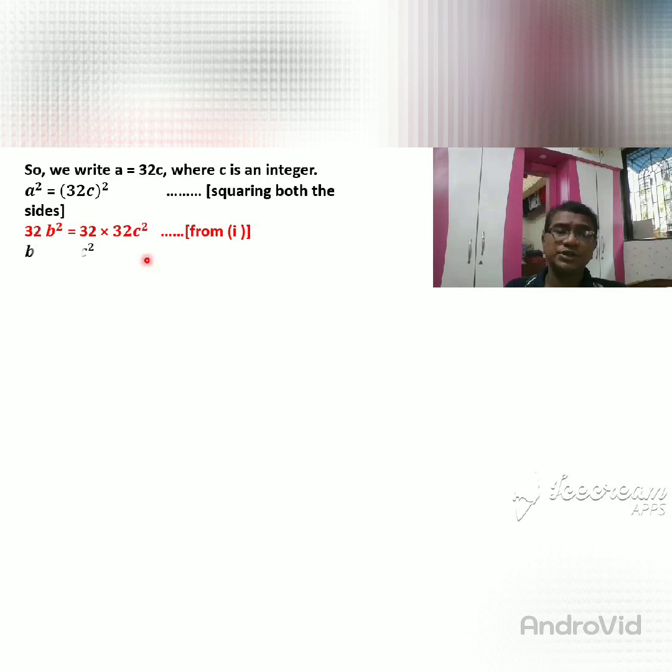So see here what we can get. This 32 is multiplied, it goes across and divides, so this 32 cancels. What remains? b square is equal to 32 c square. This 32 is multiplying c square, and when it goes across it is divided. So c square is equal to b square upon 32. Any doubts?